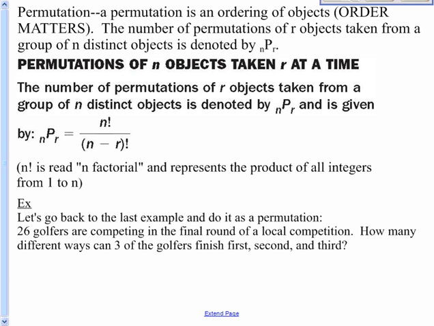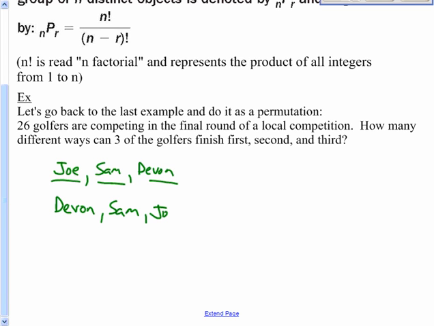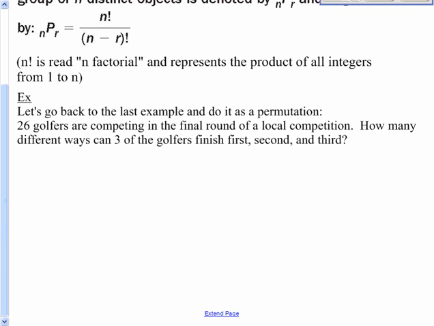All right, so let's go back to the last example. We got 26 golfers. They're competing in the final round of a local competition. How many different ways can 3 of the golfers finish first, second, and third? So again, here, order matters, right? What do I mean by order matters? Well, if Joe finishes first and Sam finishes second and Devon finishes third, that's different than if it's Devon, Sam, and Joe, right? It's a different order. So first, second, and third, each different one is counted.